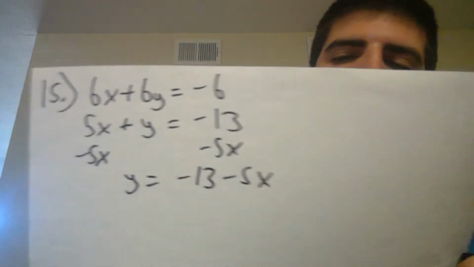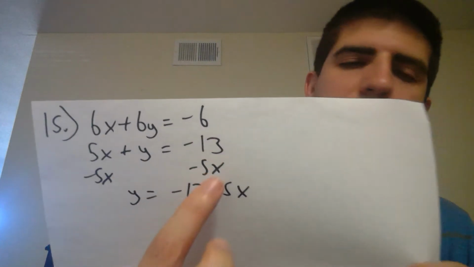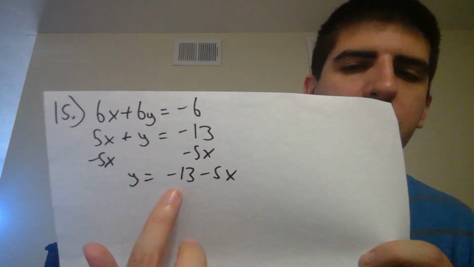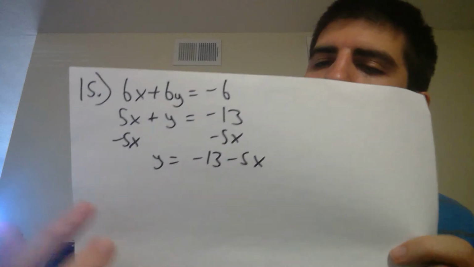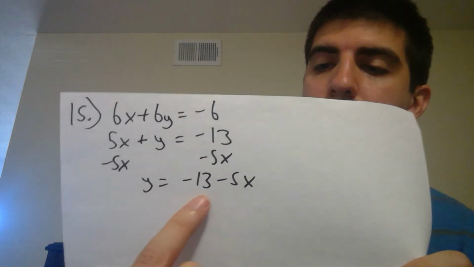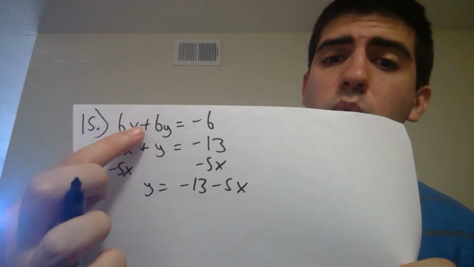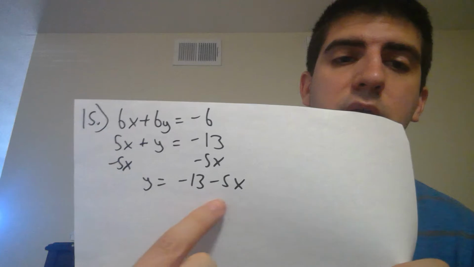And now I've got y by itself. I just subtracted it. And again, you might say, well, isn't 13 minus 5, isn't that 8? These aren't like terms. So negative 13 minus 5x, they can't be combined. So here, now I have the variable y by itself. I'm going to take it and plug it into the other equation. So wherever I see a y, I'm going to sub this in for that.